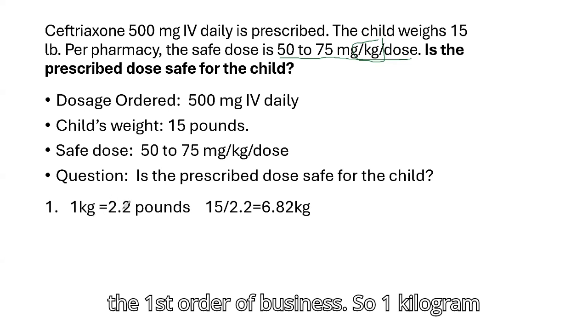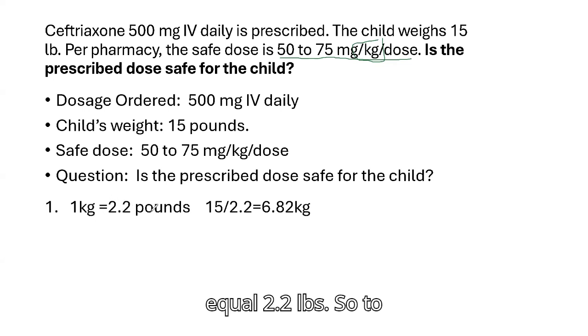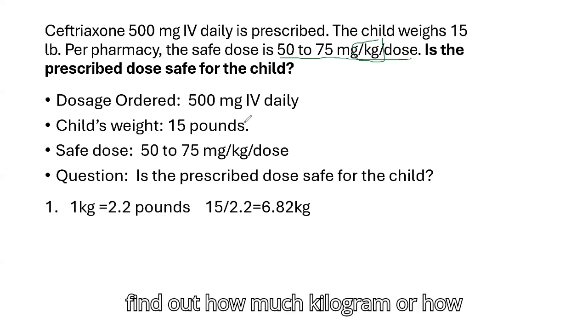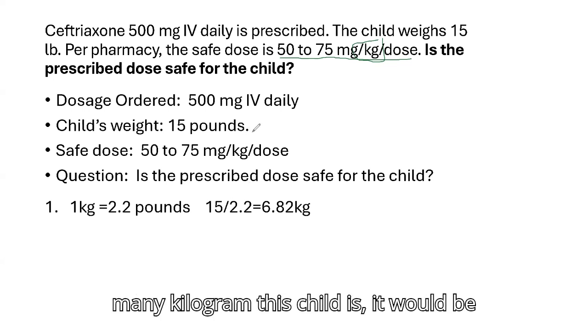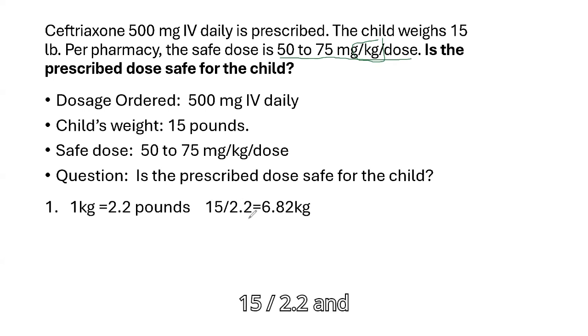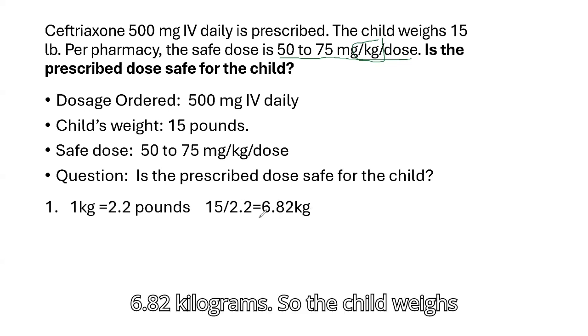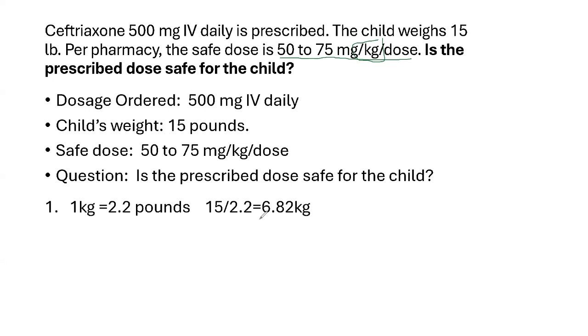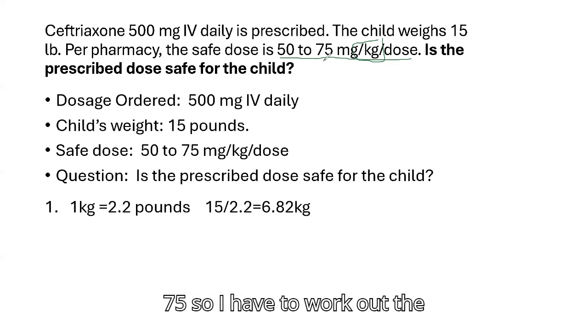So 1 kilogram equals 2.2 pounds. So to find out how many kilograms this child is, it would be 15 divided by 2.2. And that will give us 6.82 kilograms. So the child weighs 6.82 kilograms.